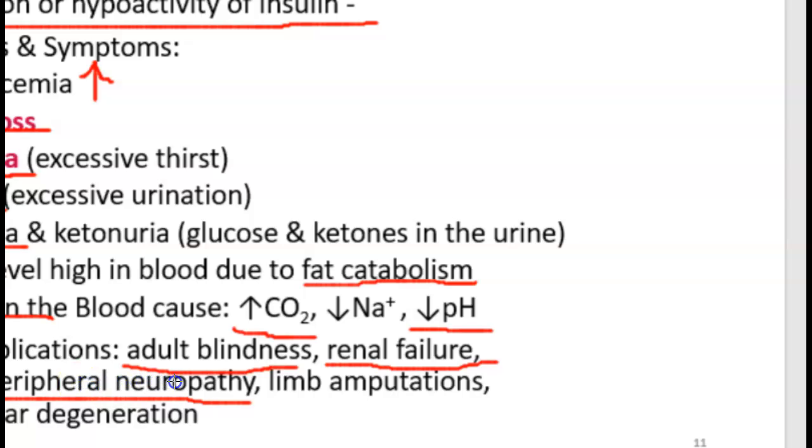So gangrene can develop, and it can be so severe that you have to do limb amputations of toes or whatever. We also have degeneration of the cardiovascular system, and I'm not exactly sure why the heart would be a problem, but the vessels would be a problem because they're going to experience this high level of glucose and possible infection as well.